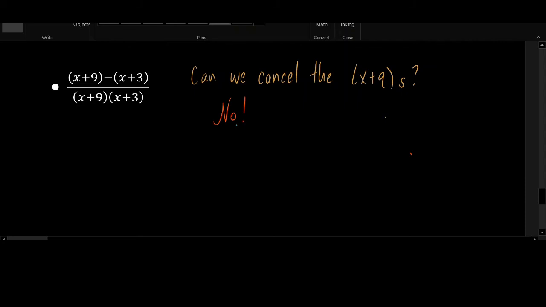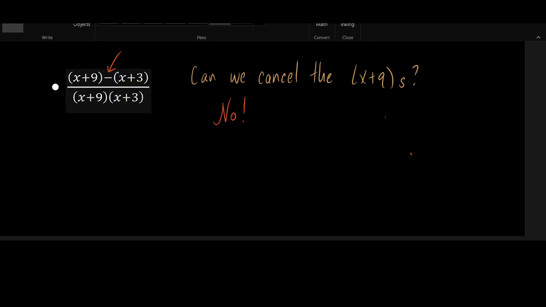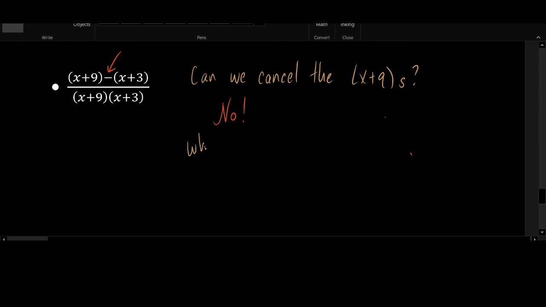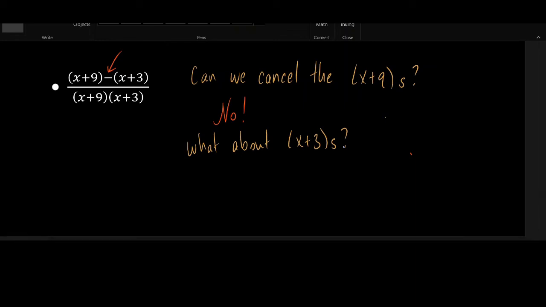And can you spot the problem this time? The problem is the minus sign in the numerator. The minus sign in the numerator is in contact with the quantity x plus 9, which means that x plus 9 cannot be canceled out. It's over. The same thing is true for the x plus 3. And the answer is still no, and the problem is still that minus sign, which is in contact with the quantity x plus 3.